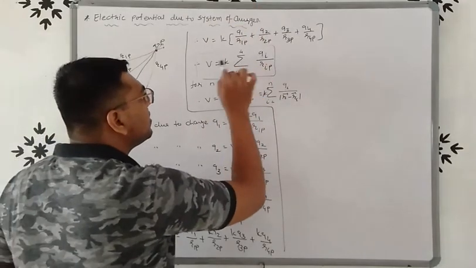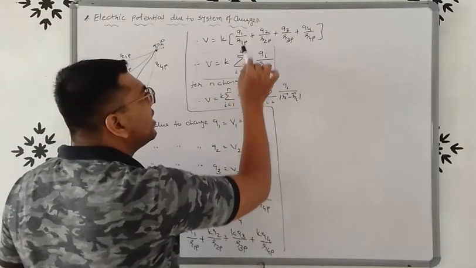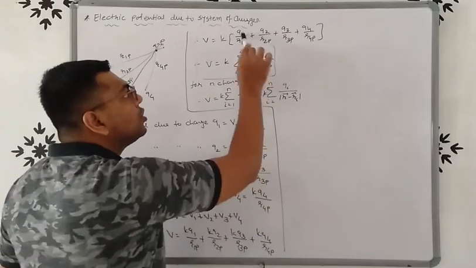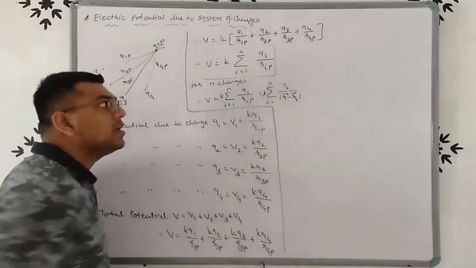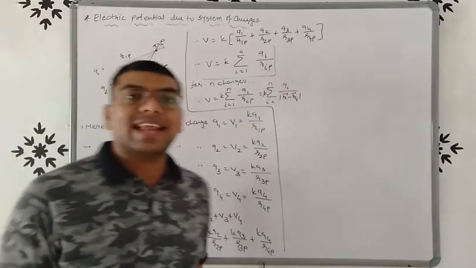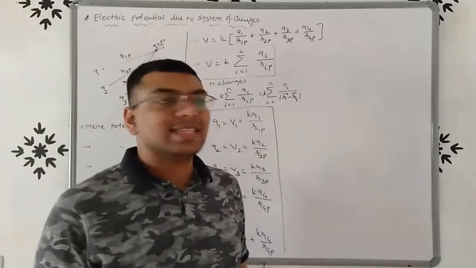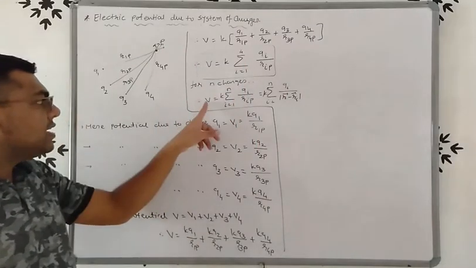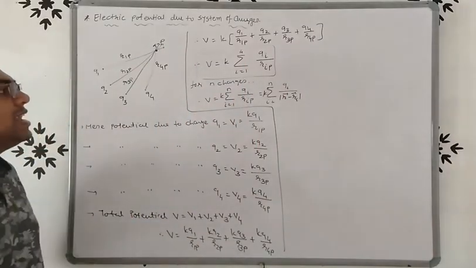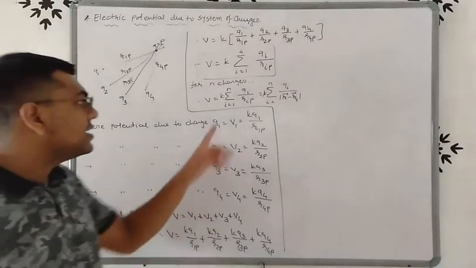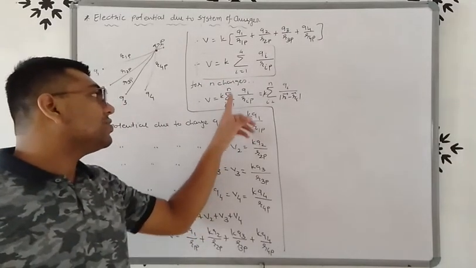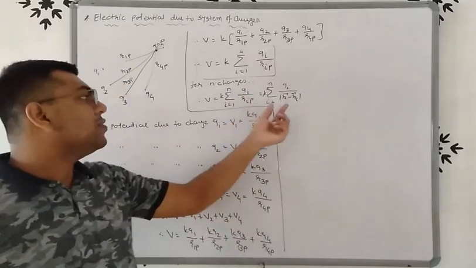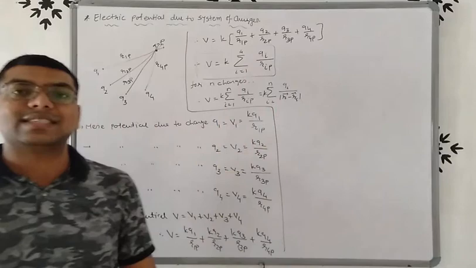So V is equal to K sigma. Here we define one term i. So i is equal to 1 to 4, Qi upon RiP. Right? Instead of RiP, you can also write R minus Ri. So if there is a system of n charges, then the equation of potential will be like this: V is equal to K sigma i is equal to 1 to n, Qi upon RiP. And instead of RiP, you can also write R minus Ri.